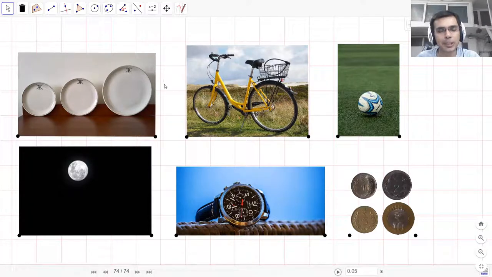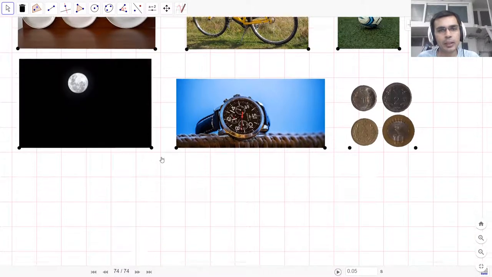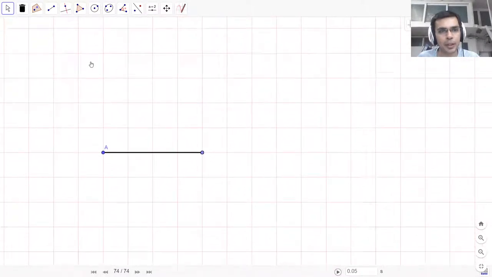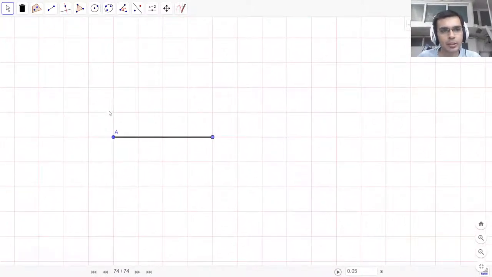The shape is very special. It's even the shape of our planet if you look at it from far away. Now, let's move on to understand this shape, what we call the circle, from the point of view of geometry. What you see here is a point A. It's forming a segment between these two endpoints.